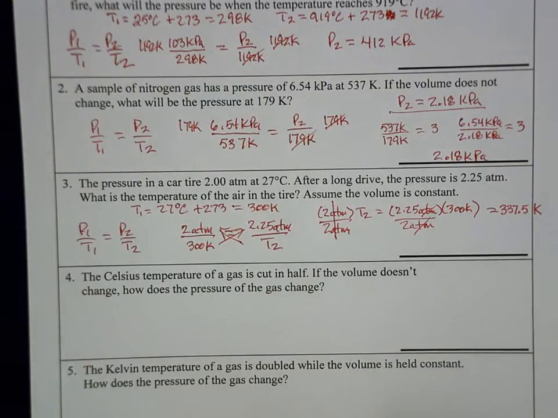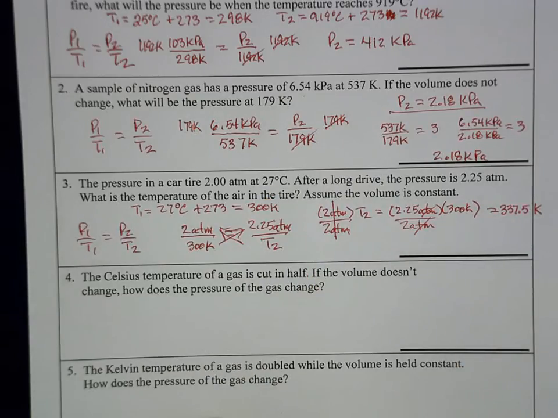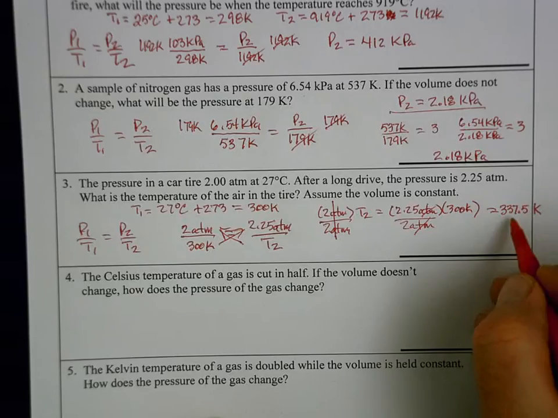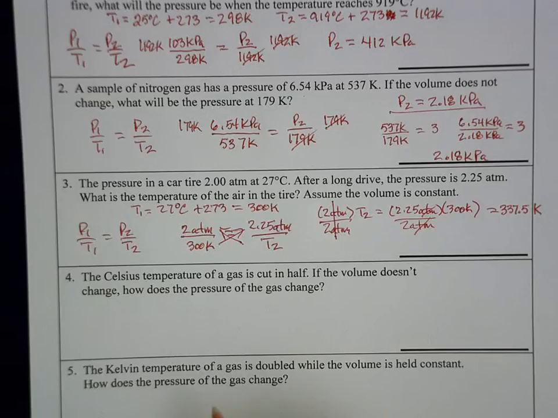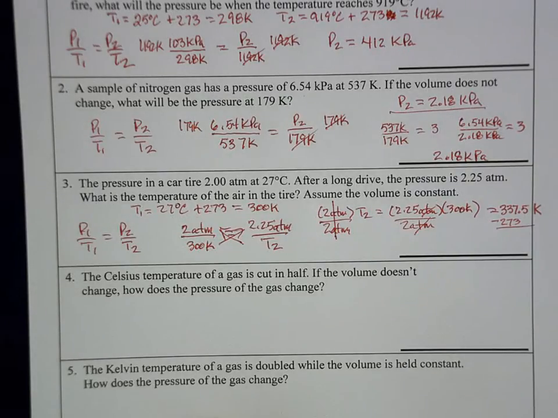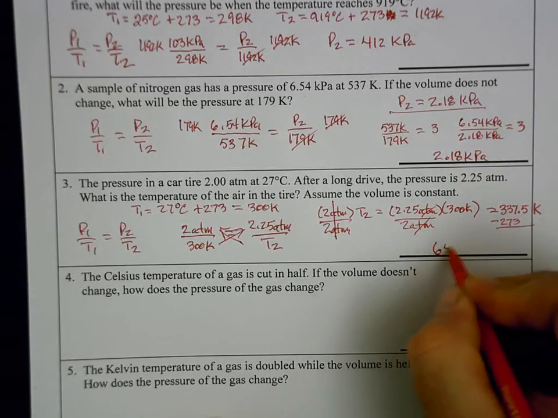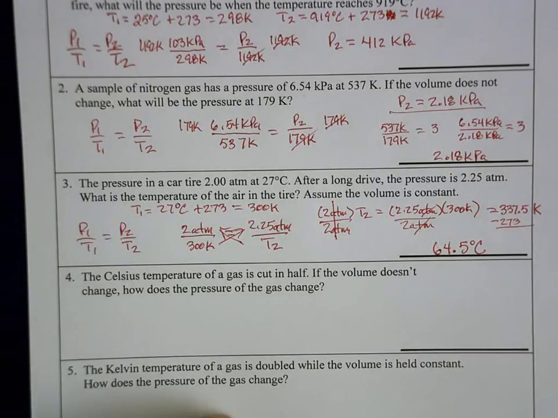However, that's not going to be my final answer. Since my problem started in Celsius, that's how I want to end the problem, in the same units. I have to be in K to use the equation, but even if it didn't say specifically, I want to go back to Celsius because that's what my initial units were. So if I subtract my 273 from my 337, my answer is 64.5 degrees Celsius.